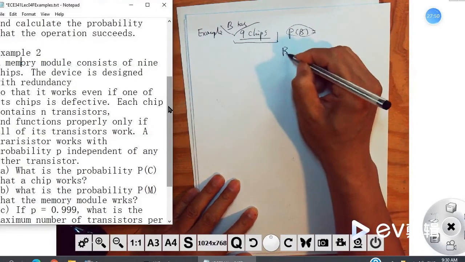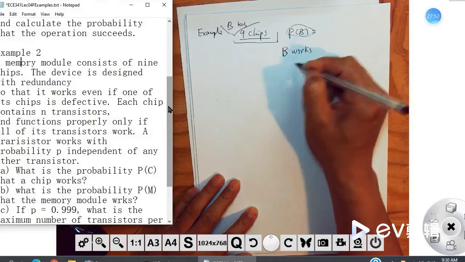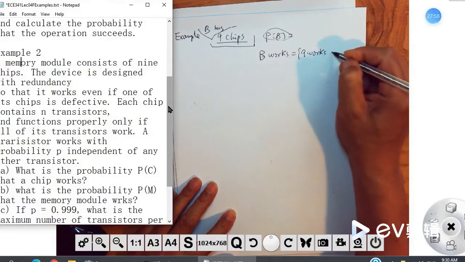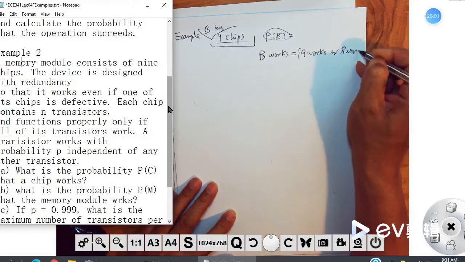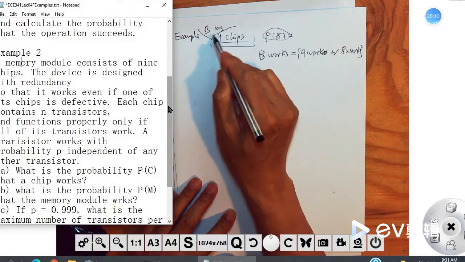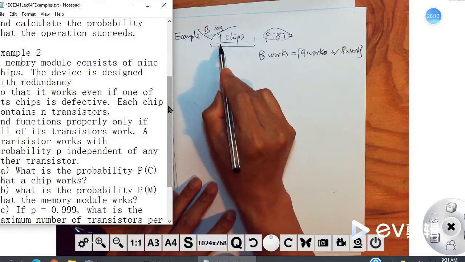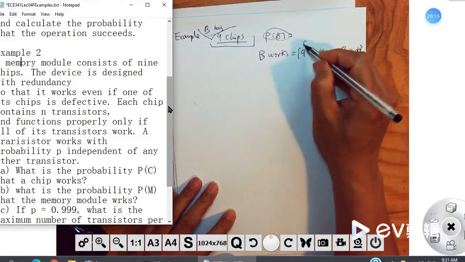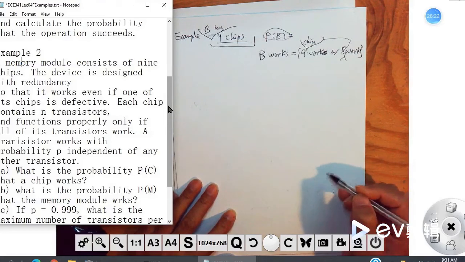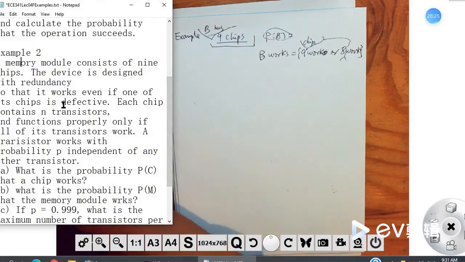B works equal to 9 work or 8 work. The whole memory works if 9 chips work or 8 chips work. We have one chip of redundancy, so even if one is defective, it still works. So this is a redundancy. If one is wrong, it still works.